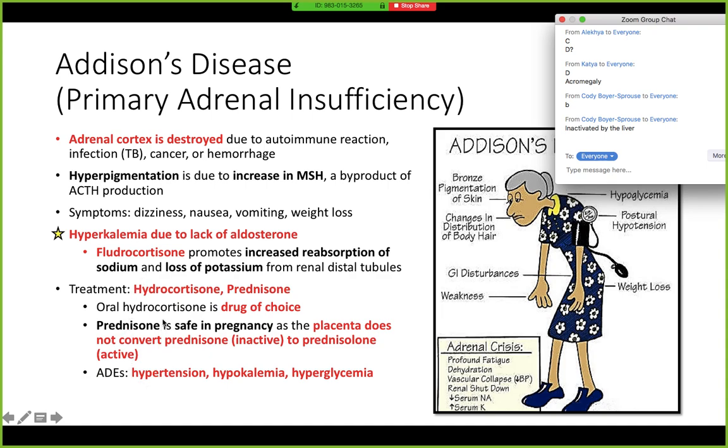And then your adverse effects of hydrocortisone are going to be hypertension, hypokalemia, and hyperglycemia. So basically seeing the reverse of what you would see in Addison's.